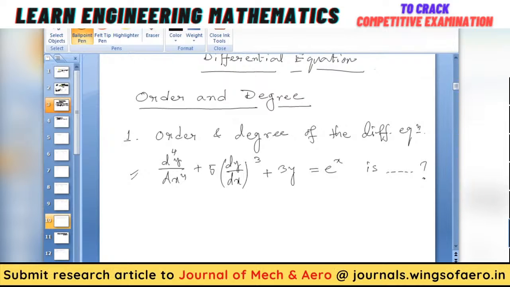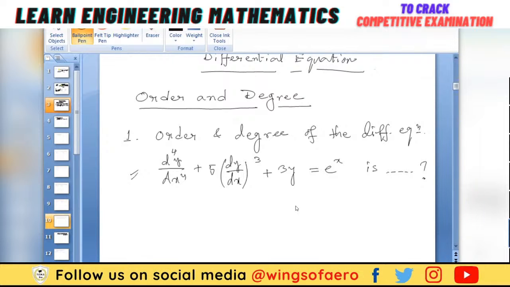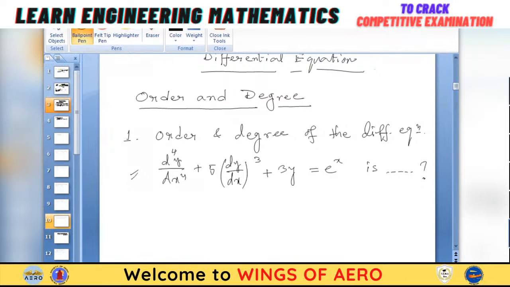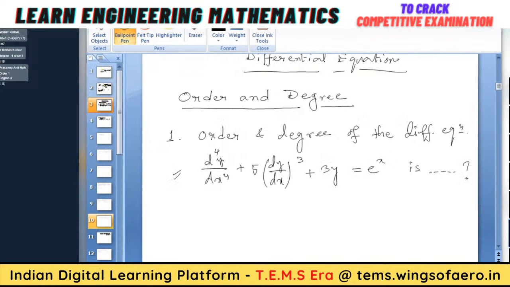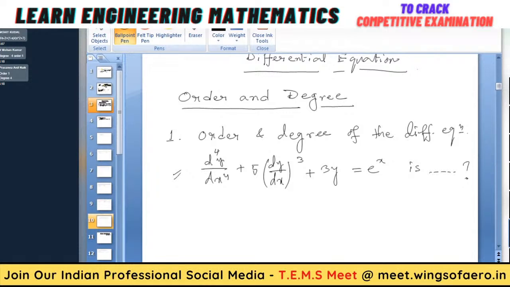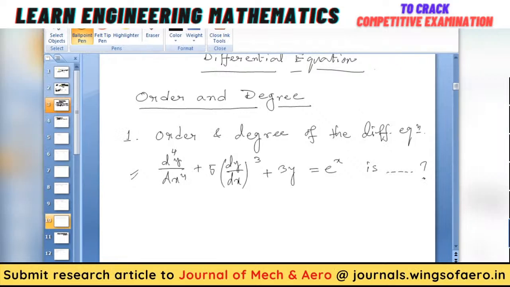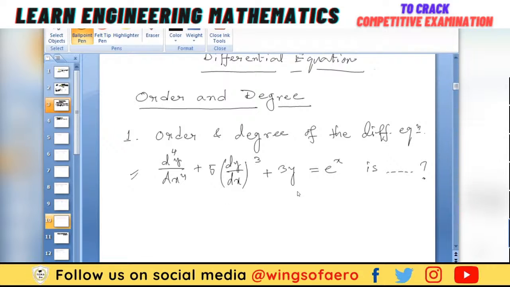I want the answer from everyone. Please participate, everyone. Only two people are answering these questions. It's not acceptable. Please participate, everyone. Order and degree is very necessary, and you will find many questions about this. And it is very easy. I think you have already learned.